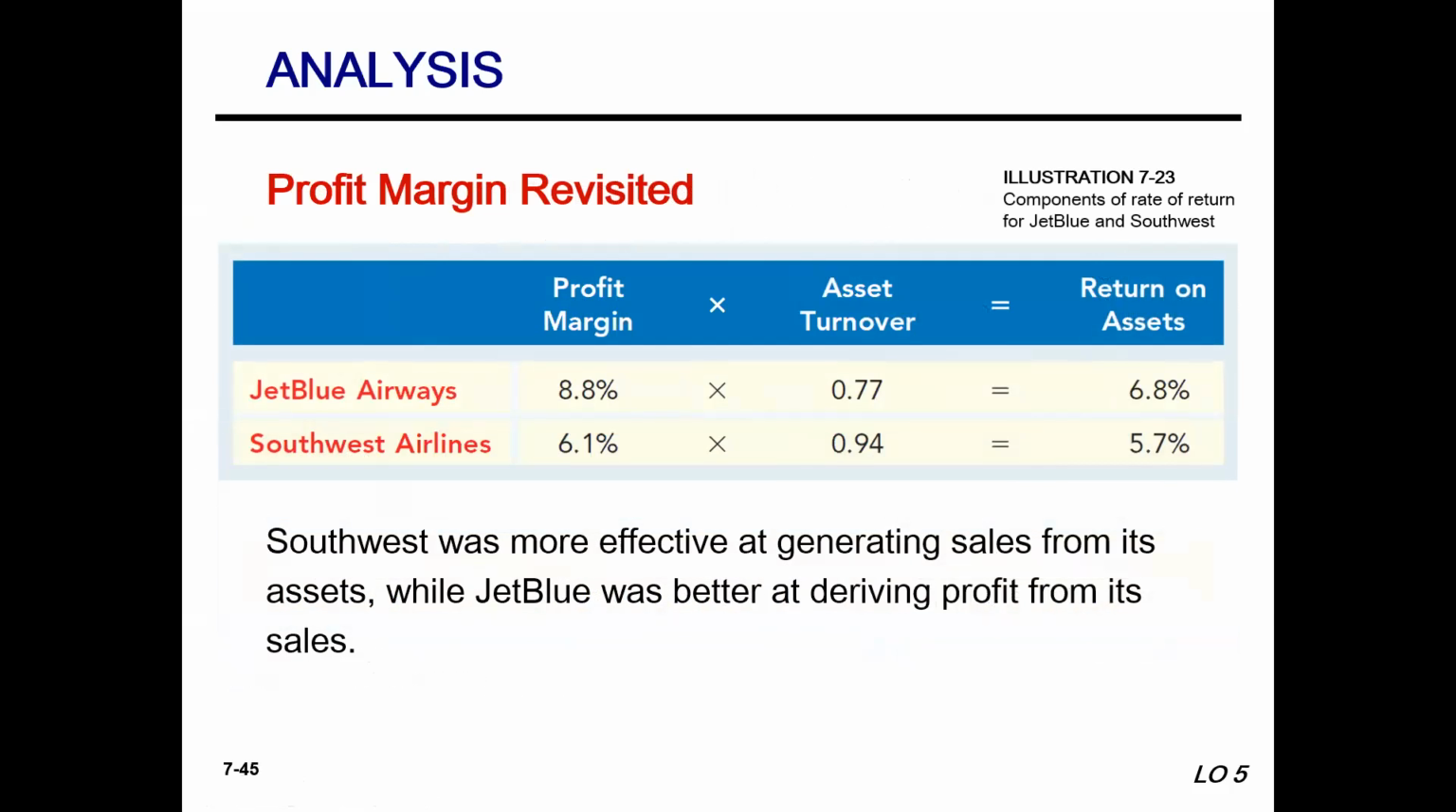So again, profit margin revisited. JetBlue and Southwest. Okay, so profit margin for JetBlue is slightly better than it is for Southwest Airlines, but you look at the asset turnover rates, okay, they're a little bit different. They flip-flopped here, and that's how we get our 6.8 and 5.7. So they're pretty darn close between the two of them. It's not really a huge deviation from one another. But overall, Southwest was just a little bit more effective at generating sales from its assets, and JetBlue is better at deriving profit from its sales. So again, just different utilization rates with their assets.